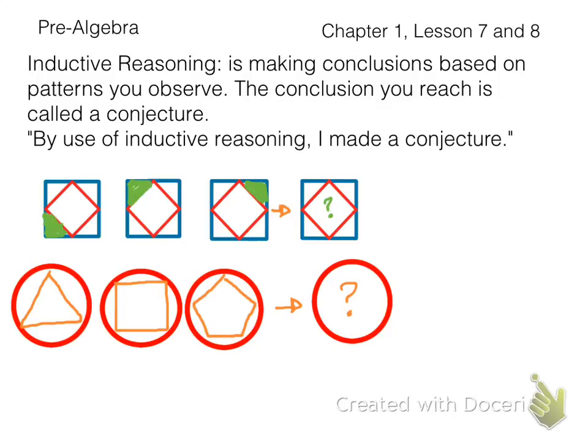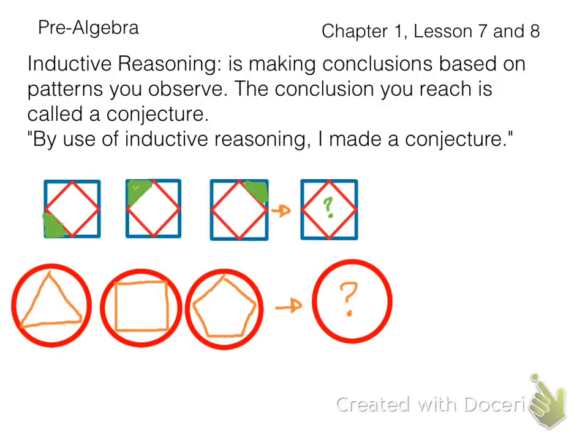So if I notice some patterns and then I say, okay, because I've seen these patterns, I think I know what's going to happen next, that's the conjecture. Thinking what you know is going to happen next is your conjecture. How you got to that conjecture is through inductive reasoning. So my example is because of inductive reasoning, I made a conjecture.